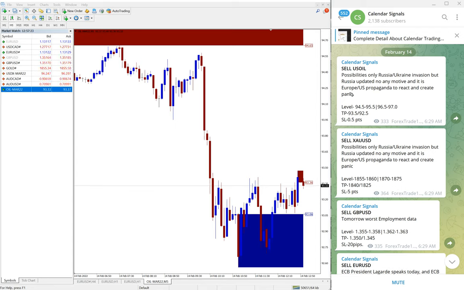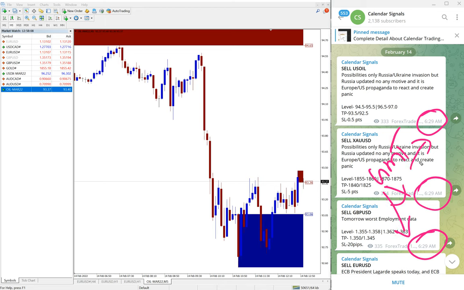And also, whenever we post the signal, we also give the reason why we are giving this particular pair buy or sell. For example, here sell USOIL is given. Why we gave sell USOIL? Based on this reason: possibilities of a Russia-Ukraine invasion. But Russia updated, no motive, and it is Europe-US propaganda to react and create panic. So based on these reasons, we have given sell USOIL. And also, you can see the signal posted time on Telegram, all as per the GMT timeline. We gave the signal at 6:29 AM GMT.